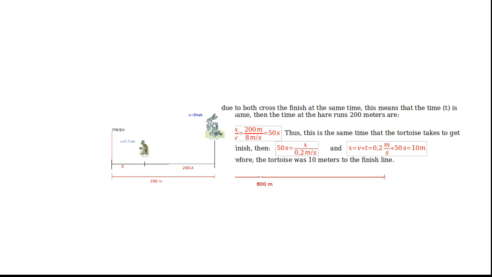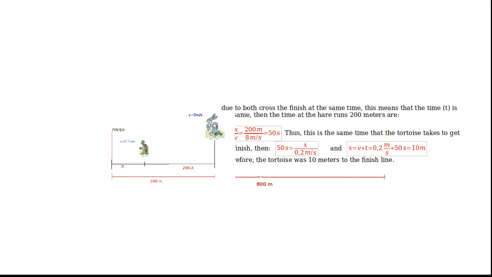We calculate the time the hare runs 200 meters: 200 meters over 8 meters per second. This is equal to 50 seconds. This is the time that it takes the hare to get to the finish line.